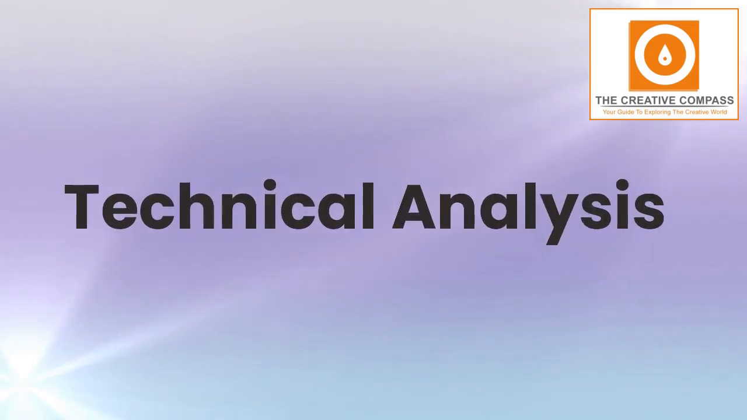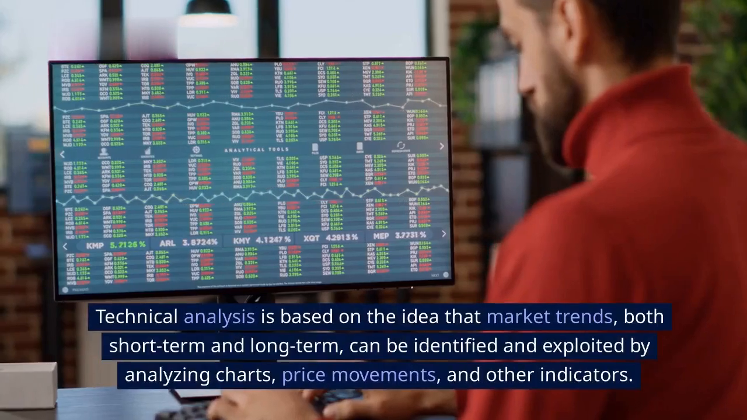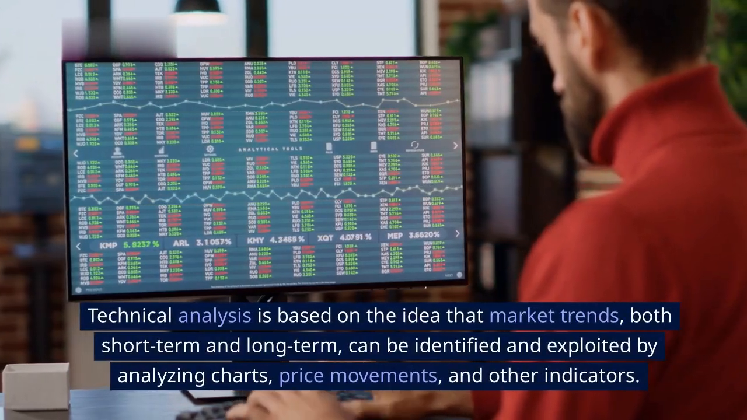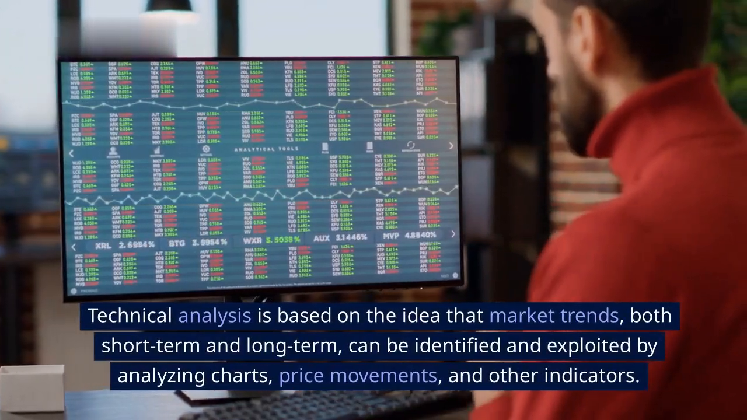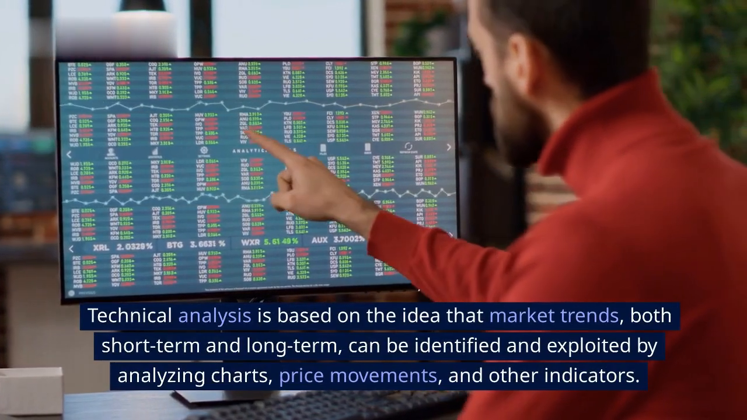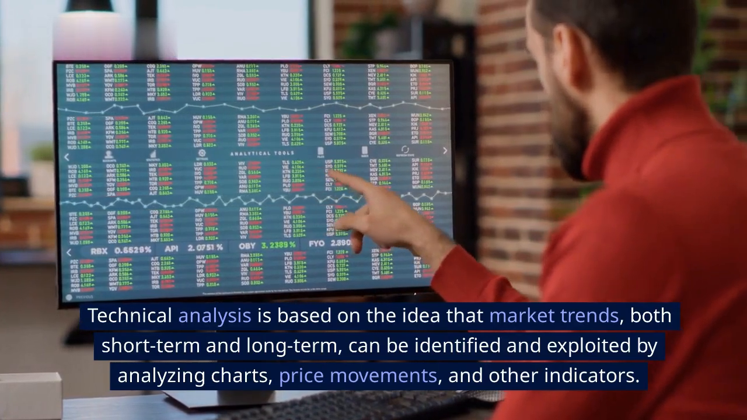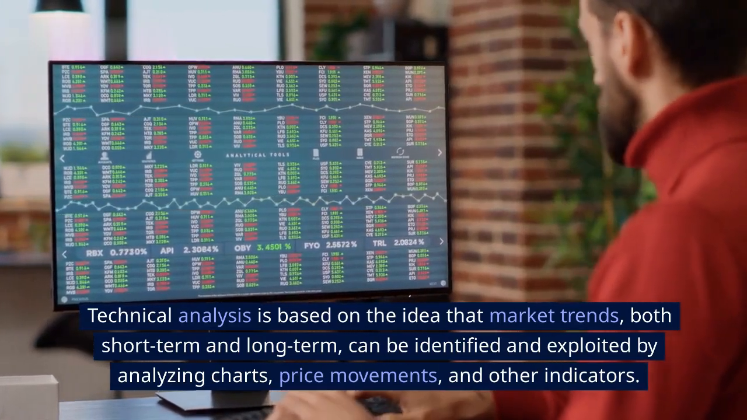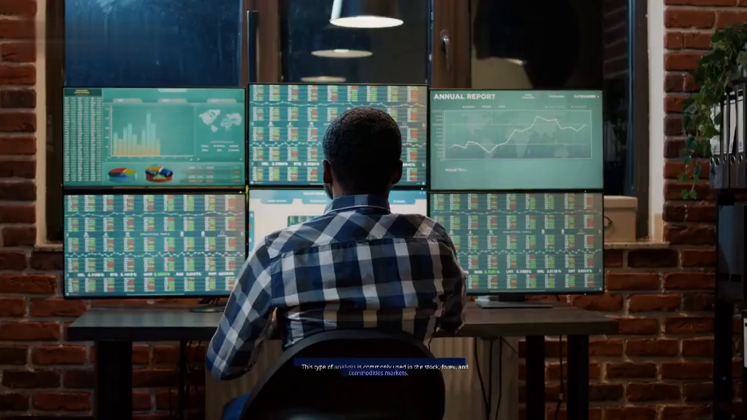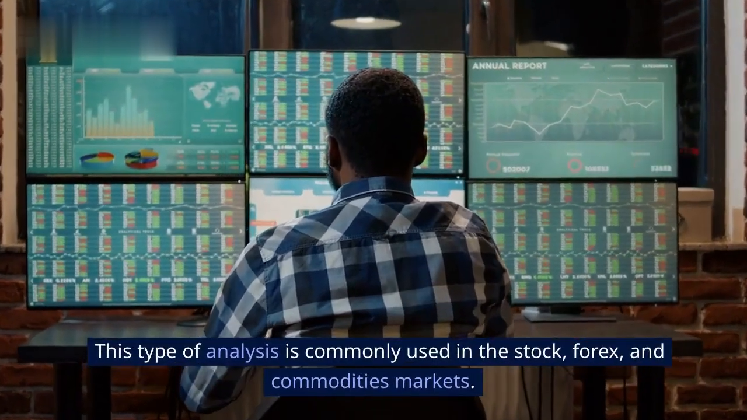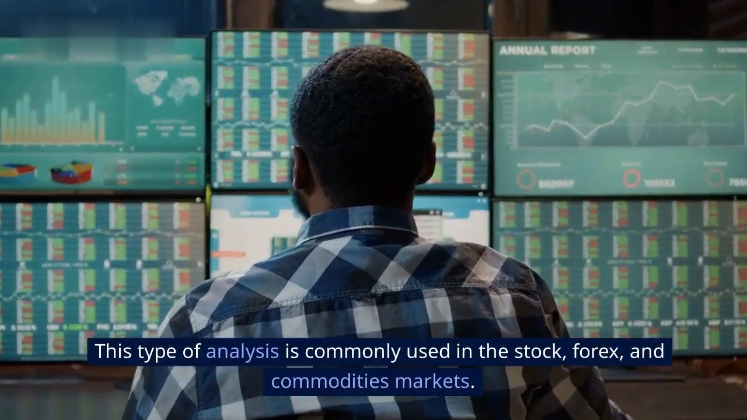Technical analysis. Technical analysis is based on the idea that market trends, both short-term and long-term, can be identified and exploited by analyzing charts, price movements, and other indicators. This type of analysis is commonly used in the stock, forex, and commodities markets.